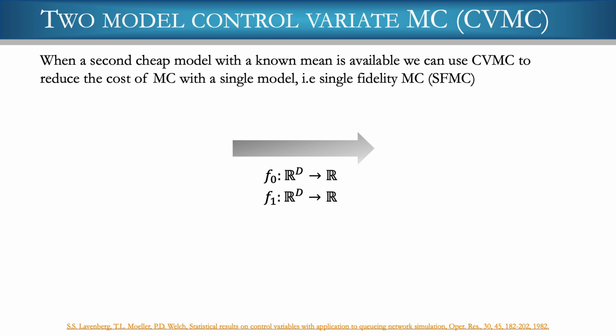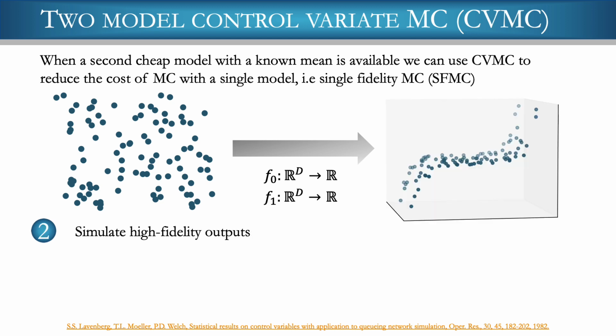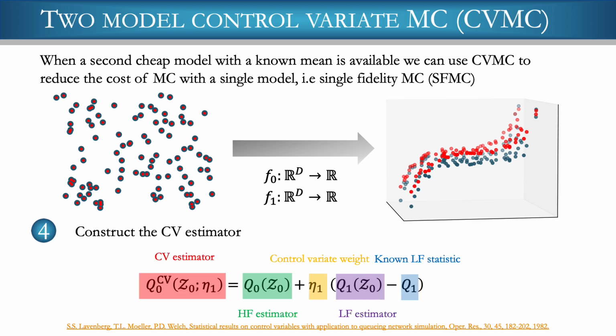Common examples of such low-fidelity models include polynomial expansions and Gaussian processes. Given two models, CV estimators can be constructed with a simple four-step procedure. 1. Randomly draw samples from the joint density of the random variable z. 2. Evaluate the high-fidelity model at each sample. 3. Evaluate the low-fidelity model at the same subset of samples. And 4. Compute the CV estimator shown at the bottom of the slide.